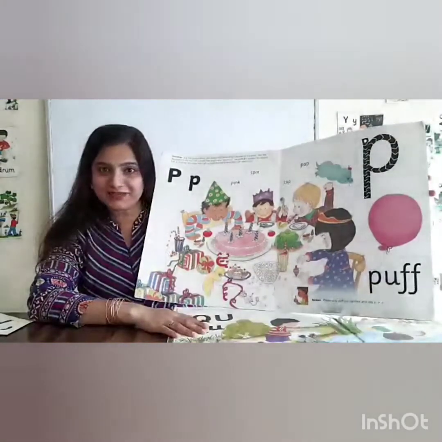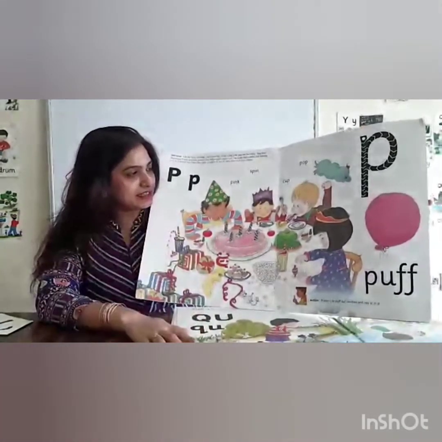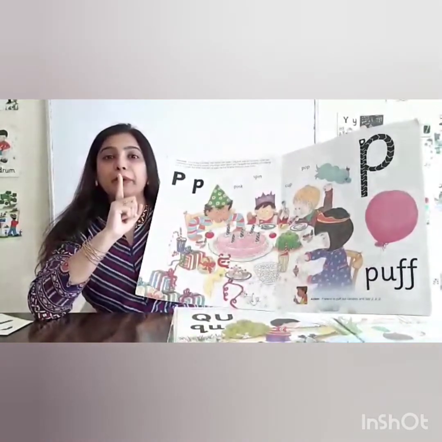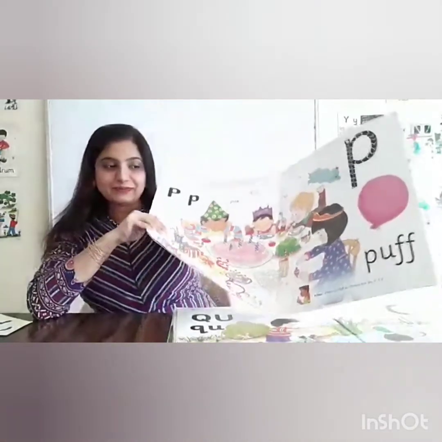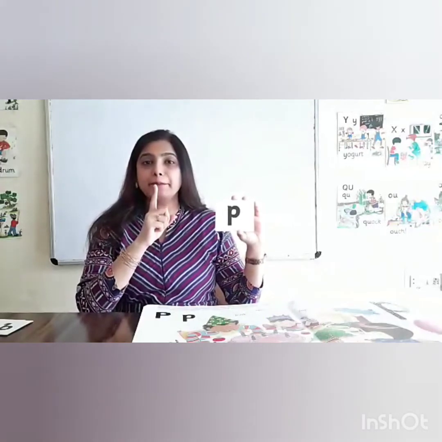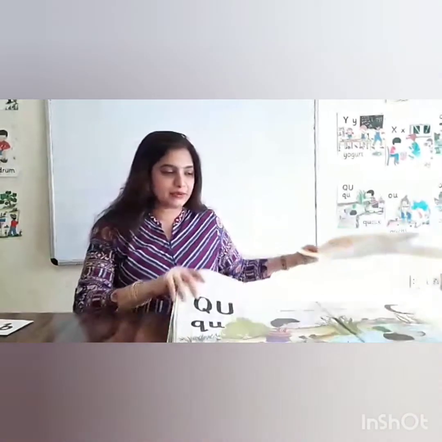Then he asked his friends to help him. Okay, so all his friends were sitting there and they all tried together. They did it and they could blow the candles. So the letter sound of P is, you have to hold your finger like this and say. Okay. So coming to the next letter sound.